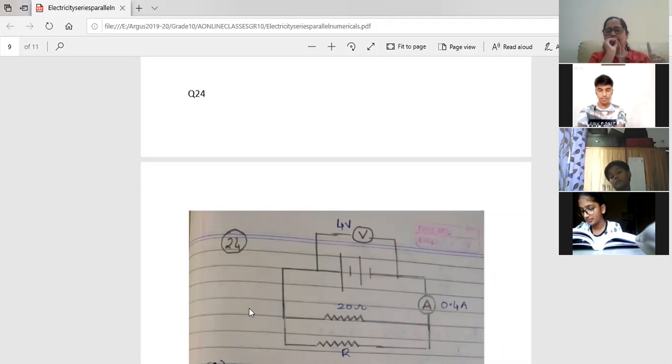Once I get RP, I just have to use the formula 1 upon RP is equal to 1 upon 20 plus 1 upon R. Are you understanding? These two are in parallel. So once you divide 4 by 0.4, you get RP. And then 1 upon RP will be equal to 1 upon 20 plus 1 upon R. Very easily now it is a linear equation. Just solve that linear equation and you will get R. This is your homework for tomorrow.